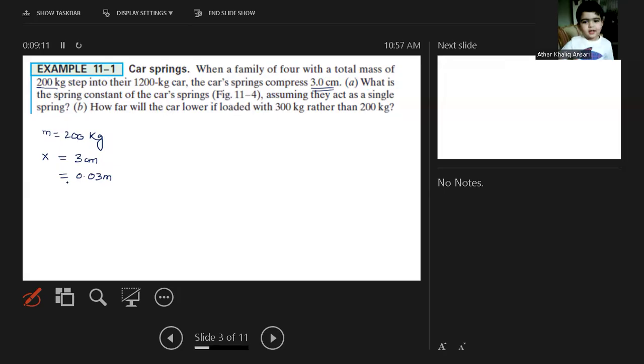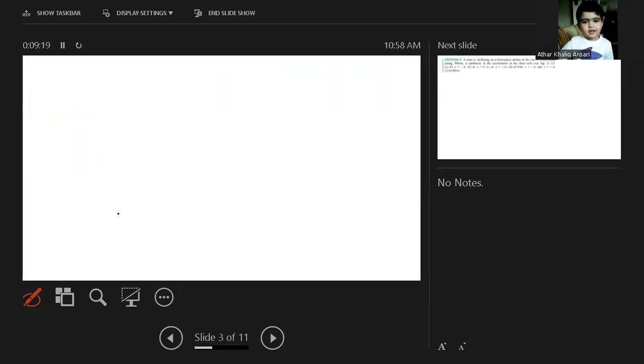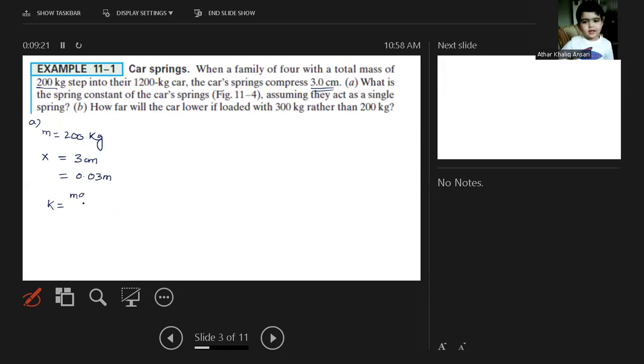The same thing I will do here for finding k. I will not use F over x; I will use mg over x. So when I do mg over x, you have mass and gravity near the earth, 9.8. So this is 200 times 9.8 over x.